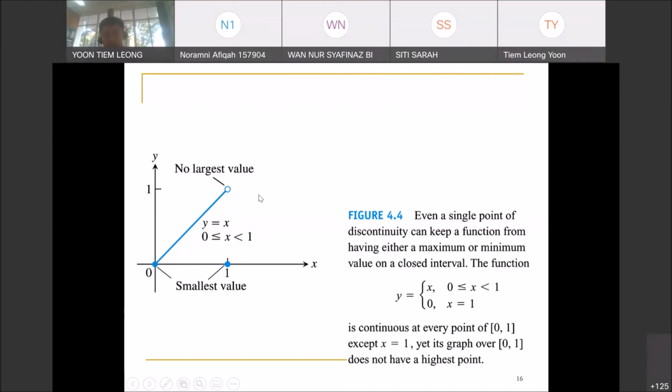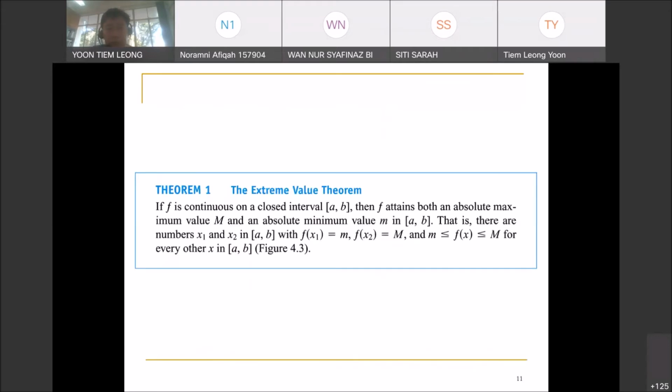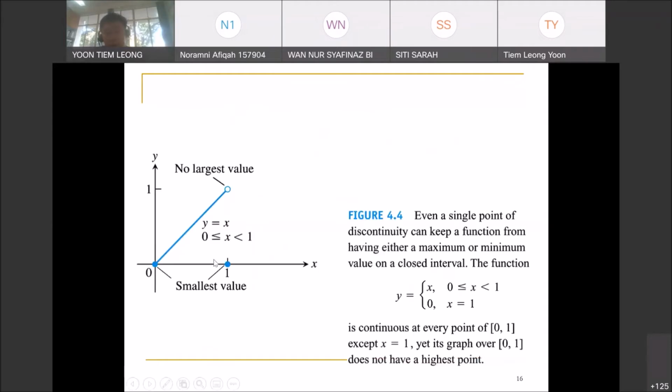Okay, so this is just an example to illustrate that when you apply a theorem, you must make sure you know what the conditions are that guarantee the applicability of the theorem. So the application of the theorem requires the function to be continuous on a and b, inclusive of a and b. Only then is an absolute maximum and absolute minimum guaranteed. In this case, it is not continuous within the closed interval of 0 and 1. In particular, it's not continuous at 1.